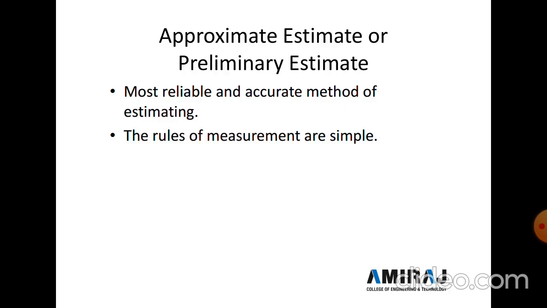It is regarded as the most reliable and accurate method of estimate, provided there is sufficient information to work on it. Depending on the experience of the surveyor, measurement can be carried out fairly quickly using composite rates to save time. The rules of measurement are simple, although it must be said they are not standardized and tend to vary slightly from one surveyor to another.